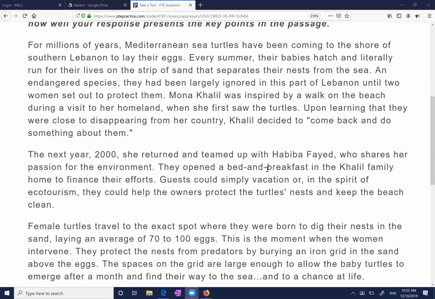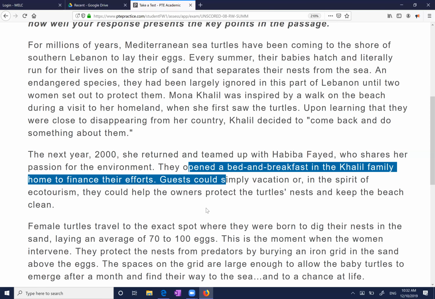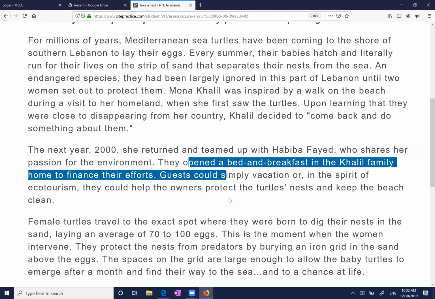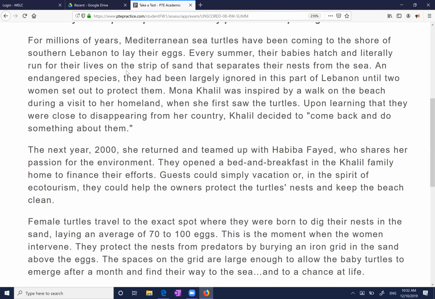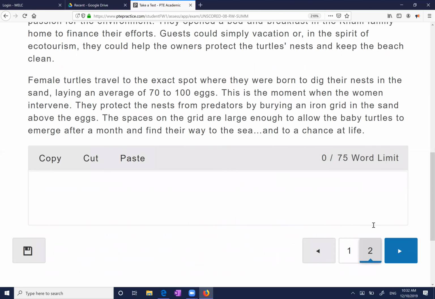So they're talking about how two ladies, Mona Khalil and another, went to their homeland. There were disappearing, endangered species. They opened a bed and breakfast in the Khalil family home to finance their efforts. Yep, and so on, until the moment when they protect the nest from predators and the space on the grid is large enough. Yes or no? Yes. Sure? Yes. Okay. Now, have a look at the answer.